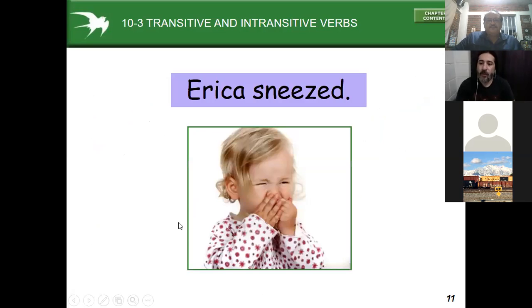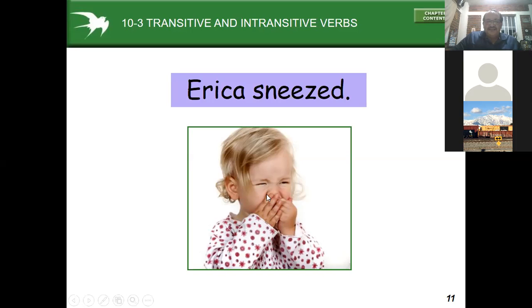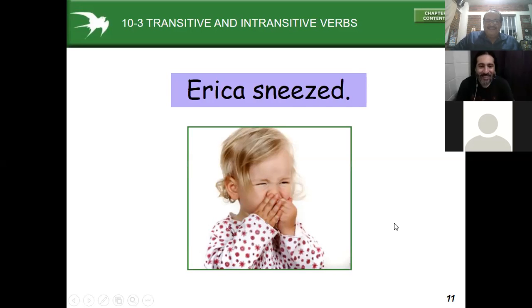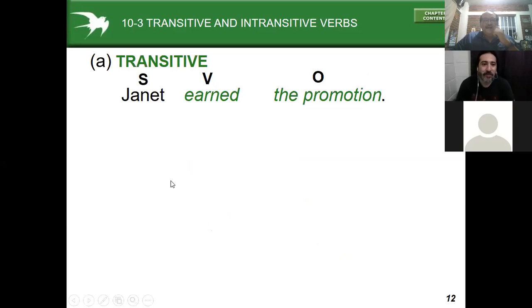Next one. Erika sneezed. Okay. Bless you. And she has no mask. Look, she's using her hands. Oh, bad parents. Okay, transitive. This is what I told you yesterday. Remember the transitive verbs and the intransitive verbs.